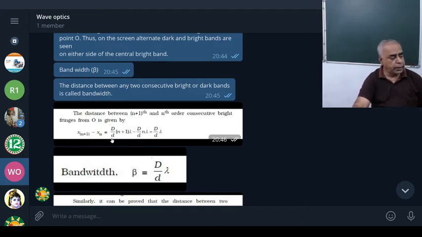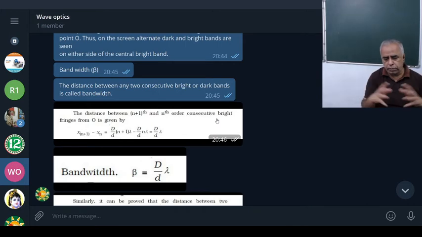So, D by d into (n plus 1) lambda, minus D by d into n lambda. So this is n plus 1, this is n. We subtract, and finally we get D by d into lambda, where we have completely eliminated the order also. So in that case, what is bandwidth? The bandwidth, beta, is given by capital D divided by small d into lambda.